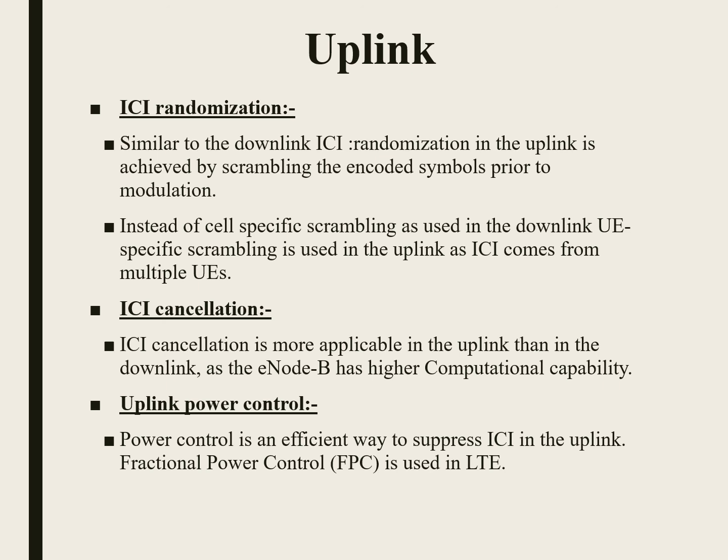In this randomization, the same scrambling of the data is done by encoding the symbols prior to the modulation. Instead of cell-specific scrambling as used in the downlink, here a user-specific scrambling is used in the uplink, as ICI comes from multiple user equipments.